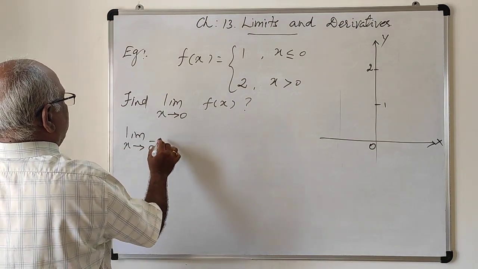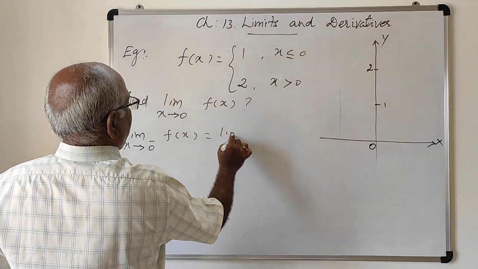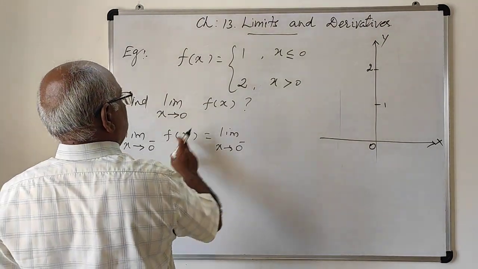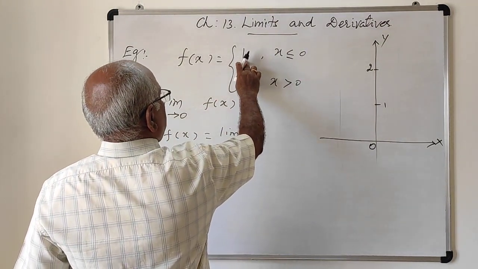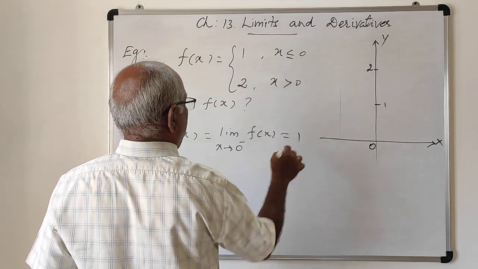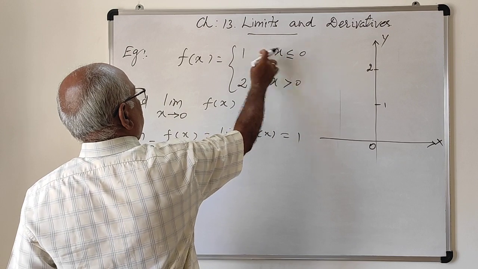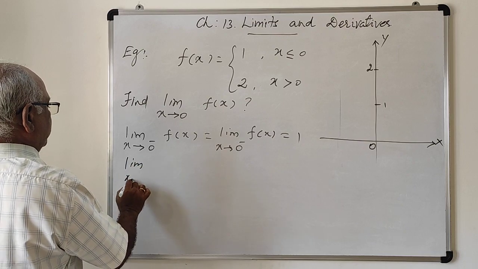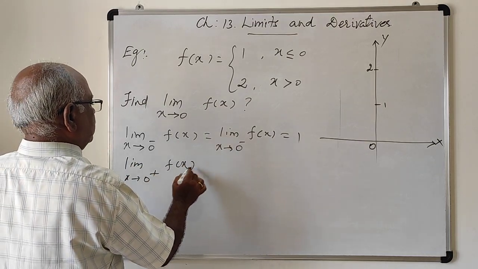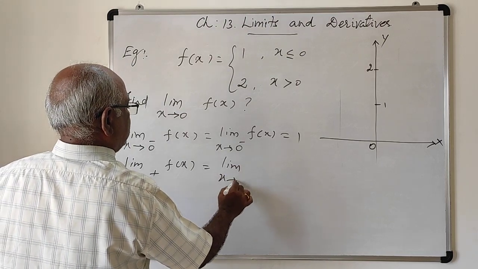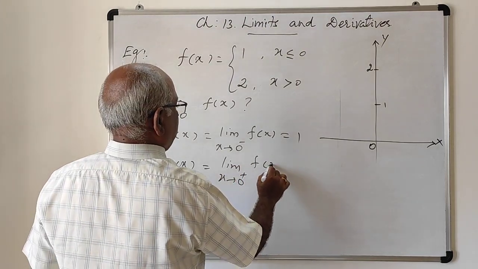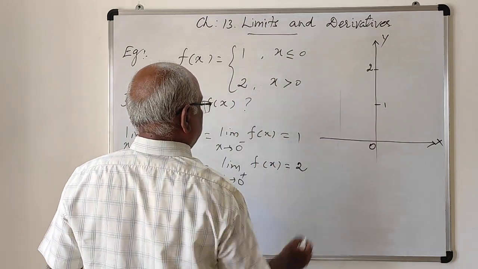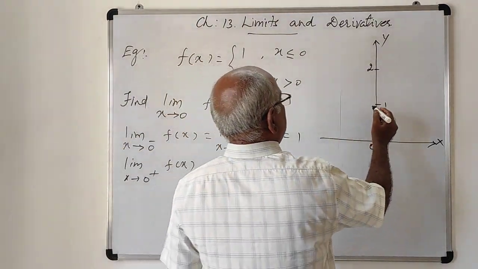Limit x tends to 0 minus f of x. For x tends to 0 minus, x is less than 0, so f of x is 1. Limit x tends to 0, less than or equal to 0, is 1. Therefore, limit x tends to 0 minus f of x is 1. Similarly, limit x tends to 0 plus f of x: again, 0 plus is greater than 0, and for x greater than 0, f of x is 2.